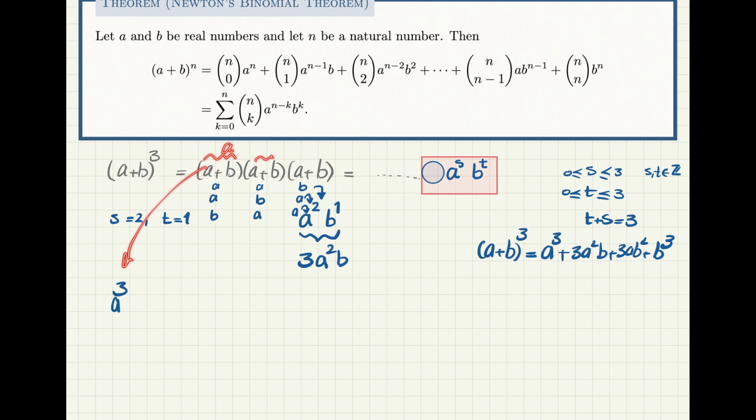For the second one, again I have to choose 1a. I am not allowed to choose b because I need 3 a's. So it means that how many possibilities are there for choosing 3 a's? Each one from one binomial, one possibility. This is why you see this is 1. Yes? Is that understandable?